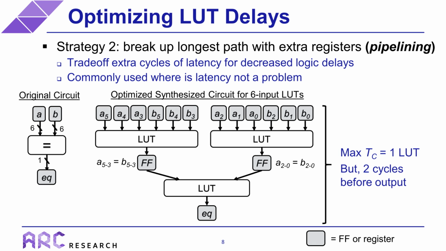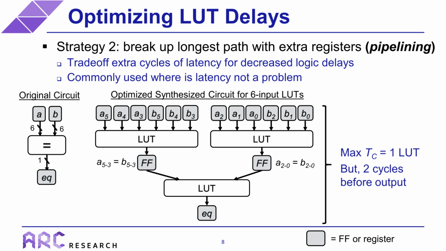Many are largely insensitive to latency, and so for these types of applications, pipelining is very commonly used. So if we go back and look at this 12 input comparator example, there's going to be times where we can't reduce the number of inputs. So we are stuck with a lookup table hierarchy that is 2 lookup tables deep. However, what we can do is trade off extra cycles of latency for a significant decrease in lookup table delays by placing extra registers on the outputs of each one of these lookup tables, which is shown in the figure. So pipelining is a very powerful strategy.